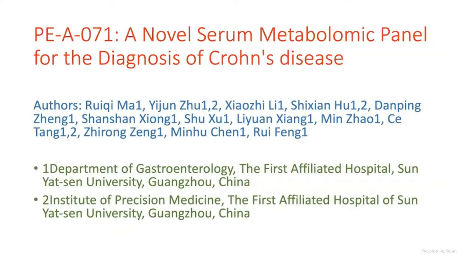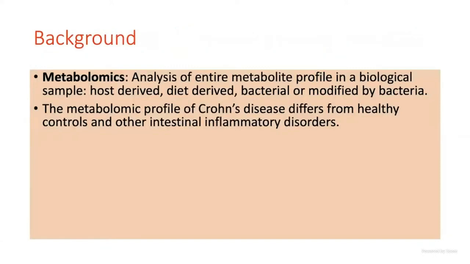There are two abstracts which looked at metabolomics, one including artificial intelligence as well. This abstract was from China, a novel serum metabolic panel for the diagnosis of Crohn's disease. So metabolomics is basically the analysis of the entire metabolic profile in a biological sample. It could be blood, serum, urine, or stool, and the metabolite could be host-derived, diet-derived, bacterial, or modified by bacteria. The metabolic profile of Crohn's disease differs from healthy controls and other intestinal inflammatory disorders.